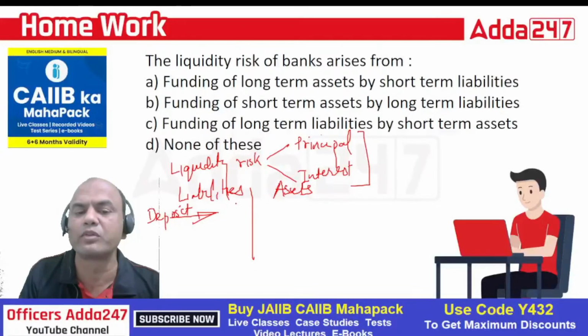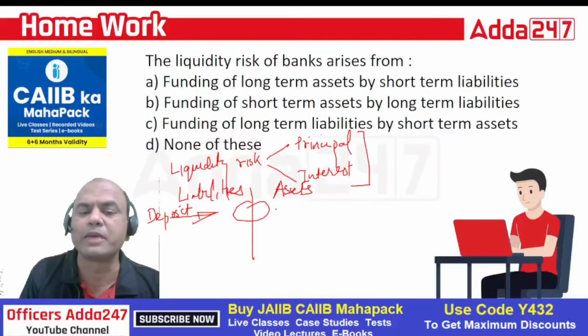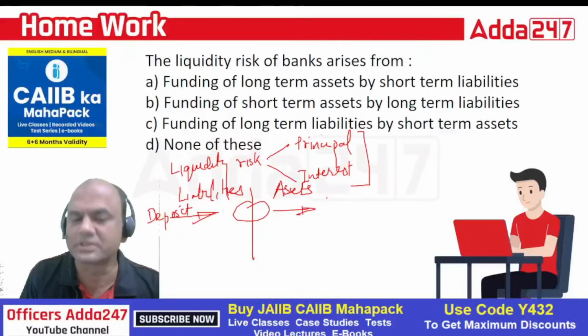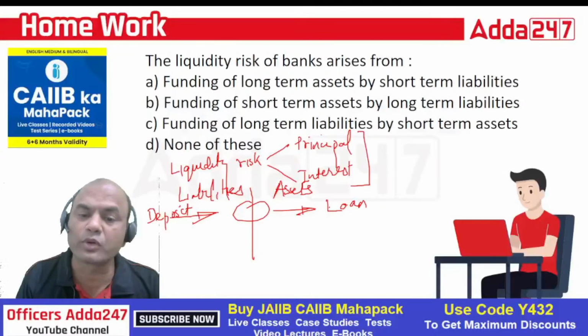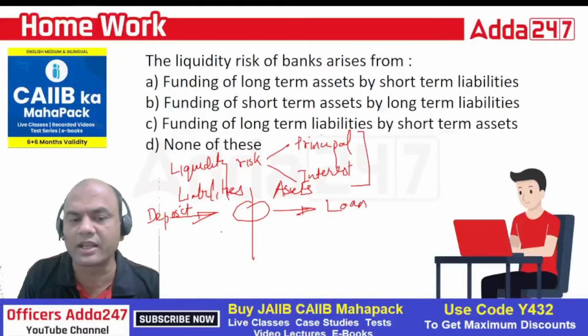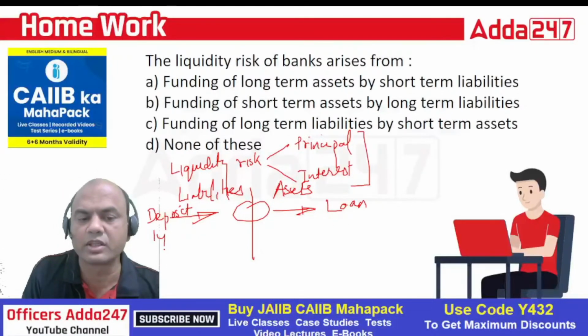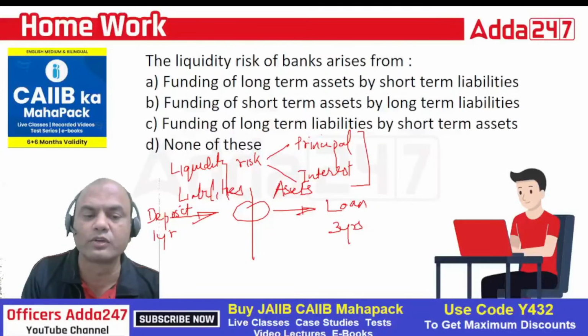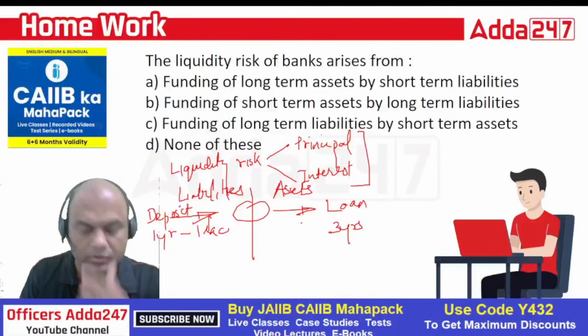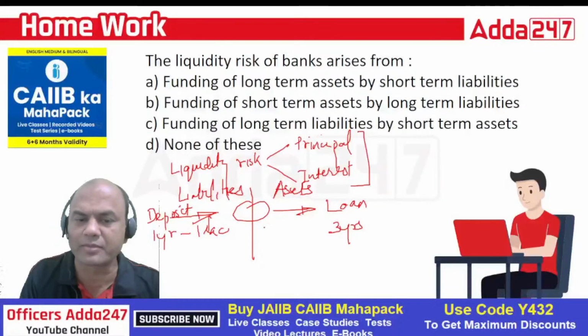And what does bank do? This is the bank, right? This bank gives the money to the loan person. So this is a loan. So logic is this. So what happens? Funding of long-term assets. Suppose imagine I take a deposit of 1 year, and I give a loan for 3 years. Means 1 lakh loan. I take a deposit of 1 lakh, and I give a loan of 1 lakh, again the same 1 lakh, for 3 years over here.